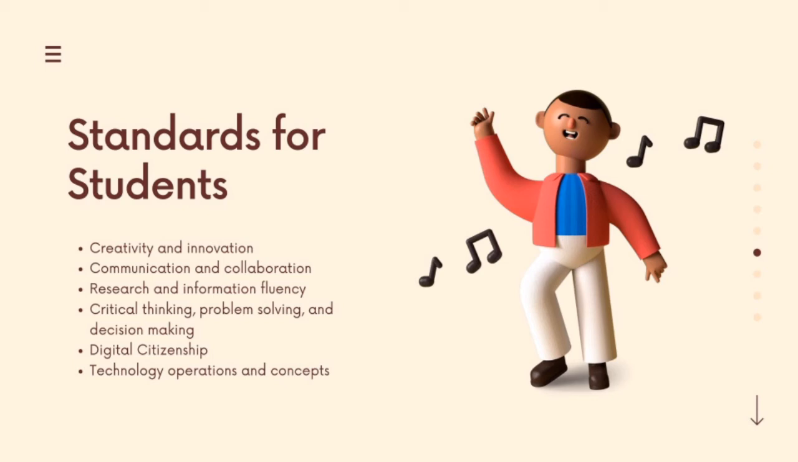Digital citizenship. Students practice ethical, legal, and responsible use of information, communication, and technology in learning and production of outputs. The last one is technology operations and concepts. Students exhibit awareness and knowledge in the effective selection and usage of technology, which allow them to learn, improve, and innovate.